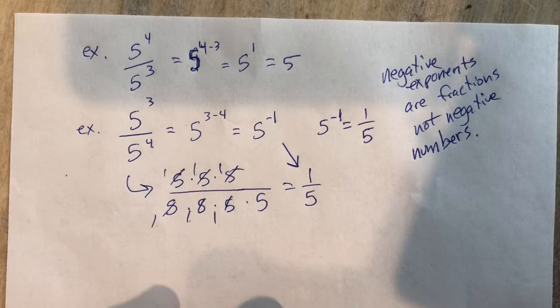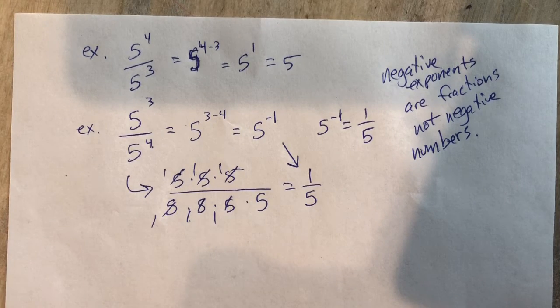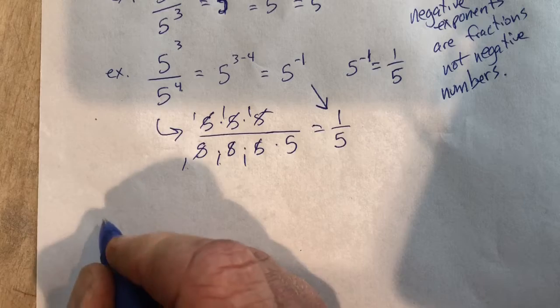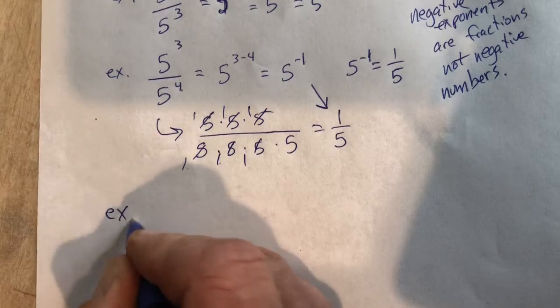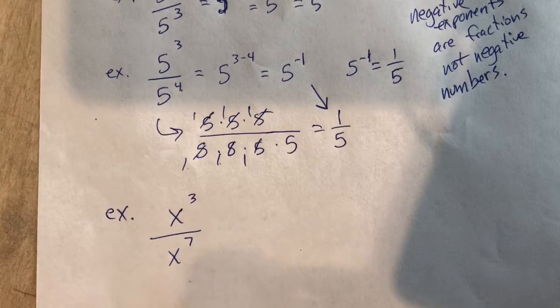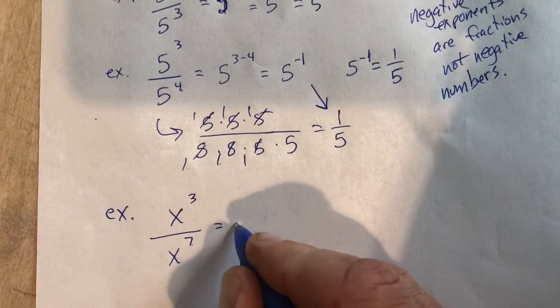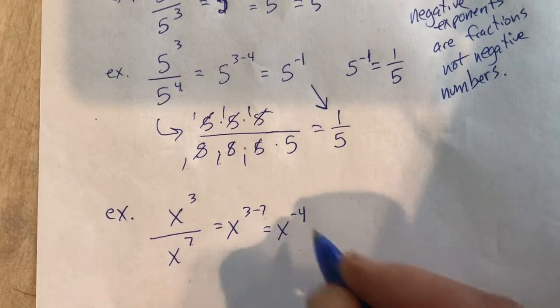All right, that's not the technical way to say it, but it helps us understand what's going on there. One other thing to note is that if you get an answer that has a negative exponent in it, it is considered unsimplified. So I'm going to show you another example here with a variable as opposed to a whole number as our base. So let's say we take x to the third divided by x to the seventh. Well, according to our rule here, 3 minus 7 is negative 4, so we get x to the negative fourth power.